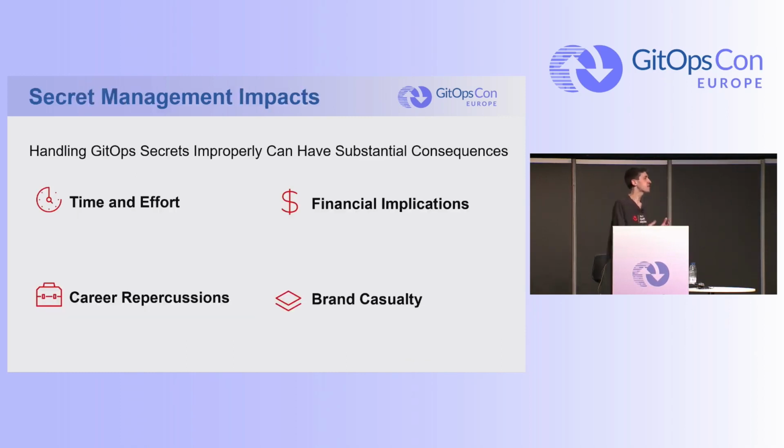So, what are some of the implications of improper secrets management? Number one, time and effort. If you're going to implement it, but do it the wrong way, that's just wasted time. But if you just don't do it, and you get caught or there's a breach, there's going to be a lot of pain to have to unwind all of that.